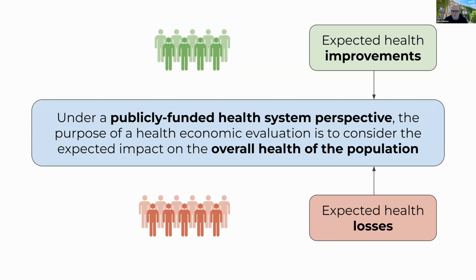Let's go back to this slide from earlier. We're back to looking at a publicly funded health system perspective now. Recall that we had the expected health improvements and the expected health losses. Those expected health improvements are reported by CADTH in its economic evaluations, right? They will report the incremental QALYs that the technology provides. But what CADTH don't report is the expected health losses. They report the incremental costs, but they don't do the next step of converting them into the expected health losses. So how would we go about doing that in principle?